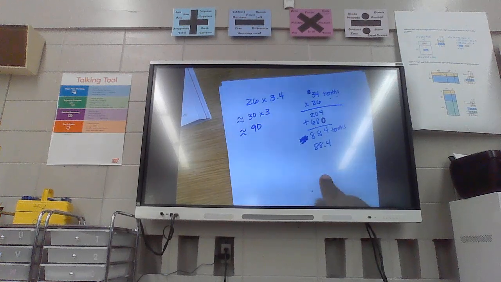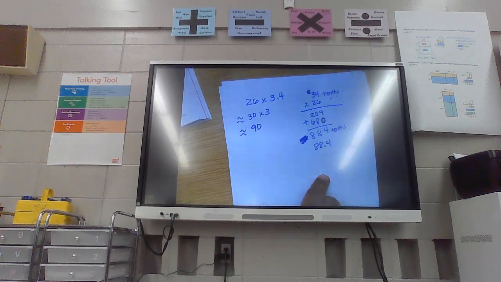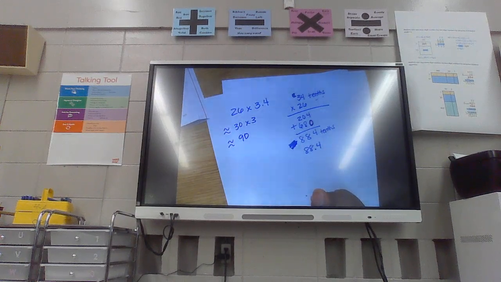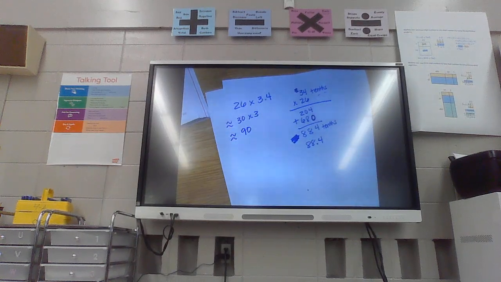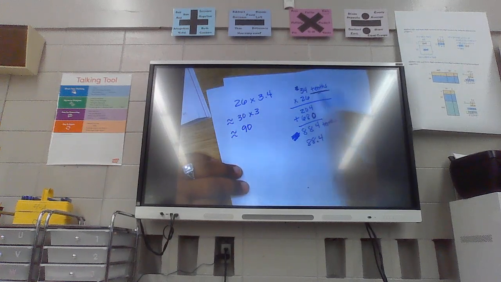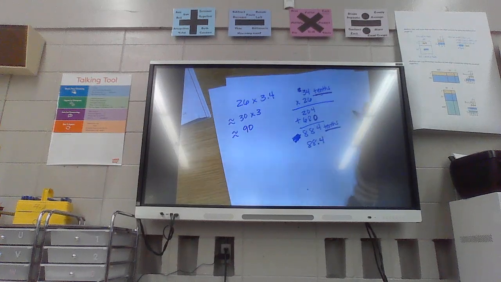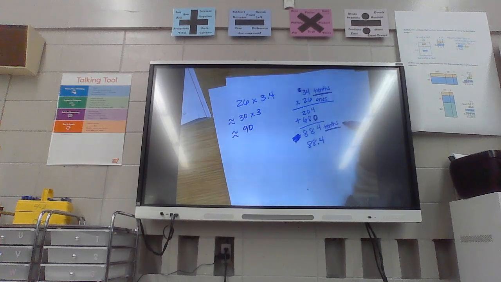What do we gotta remember? The placeholder. What else? We have to remember the value, the unit form, the value of what we're multiplying. So if I'm multiplying tenths times, and that's 26 what? 26 what? 26 ones. Anything multiplied by ones means I'm ending up back in that place value of tens.